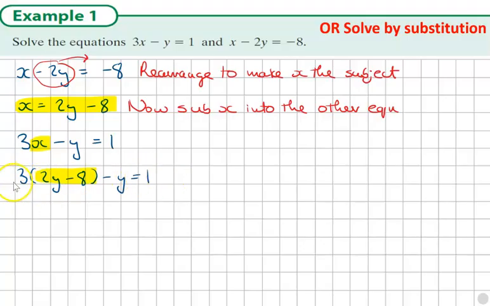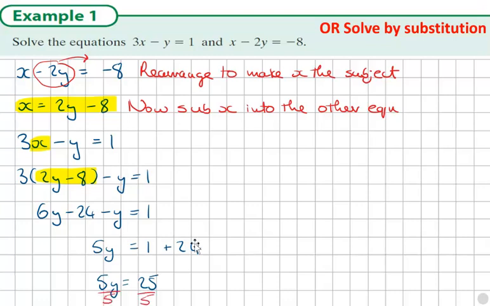And then I multiply out my brackets. So 3 times 2y is 6y. 3 times minus 8 is minus 24. Minus y is equal to 1. 6y minus 1y is 5y. And 1 plus 24 is 25. And dividing across by 5, I get y is equal to 5. So I have y is equal to 5.